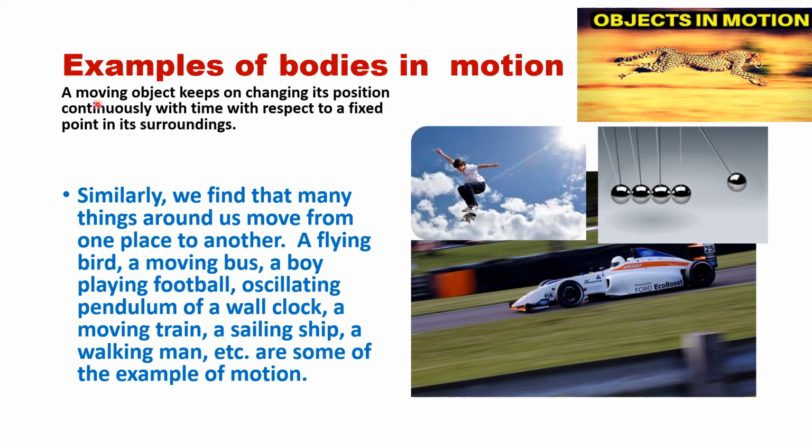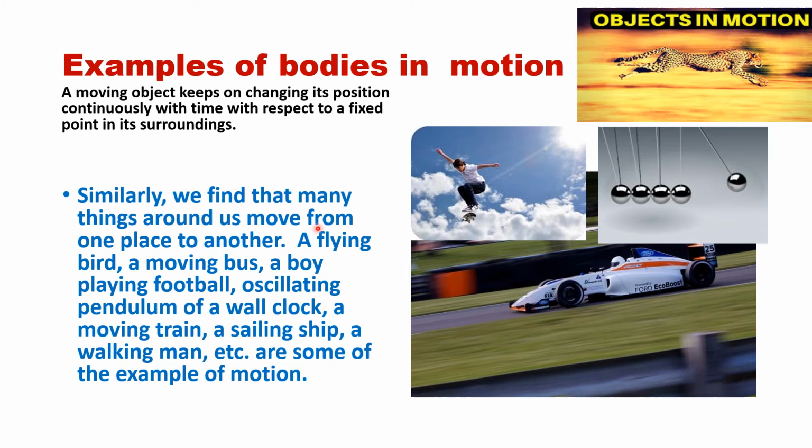When a body is moving, it keeps on changing its position continuously with time with respect to a fixed point in its surroundings. If we take a fixed point, like if this pendulum is our fixed point, then this object is moving with respect to this. So it is changing its position. When a body changes its position with respect to another body, we say it is in motion.